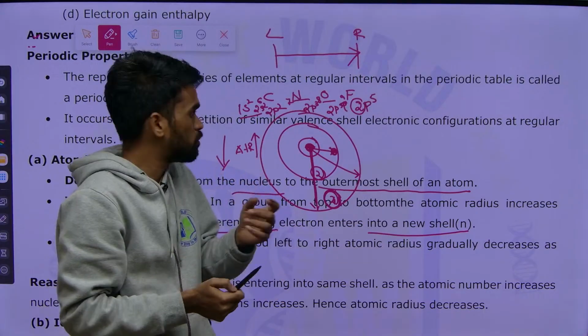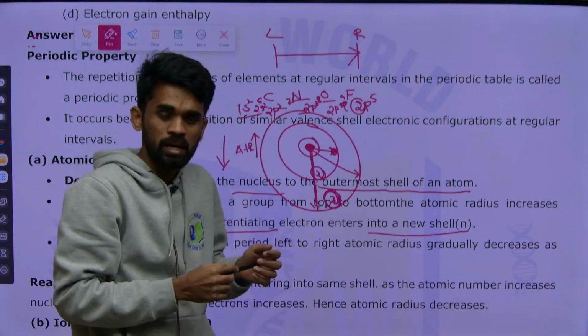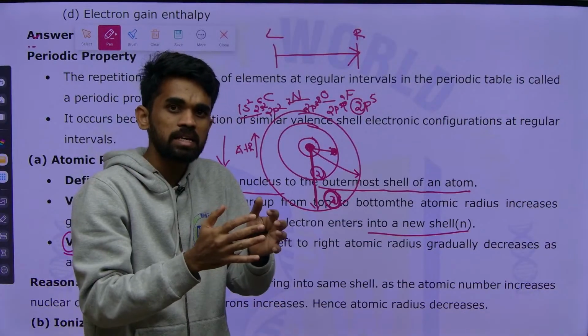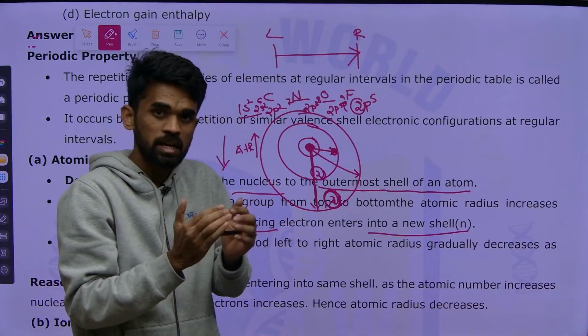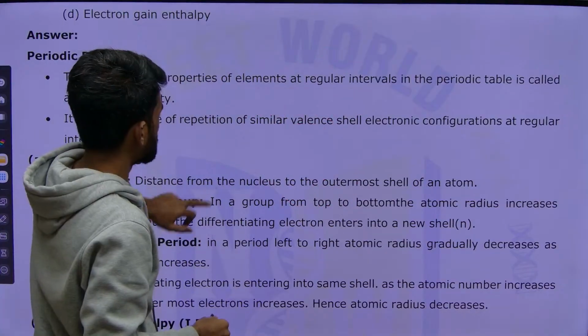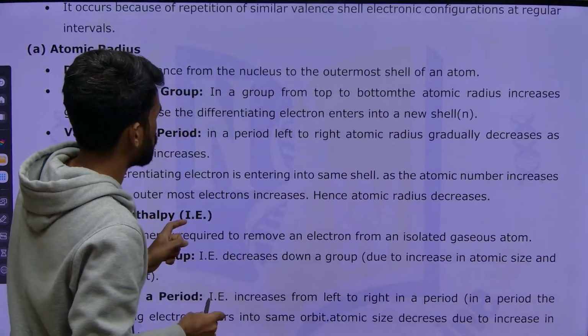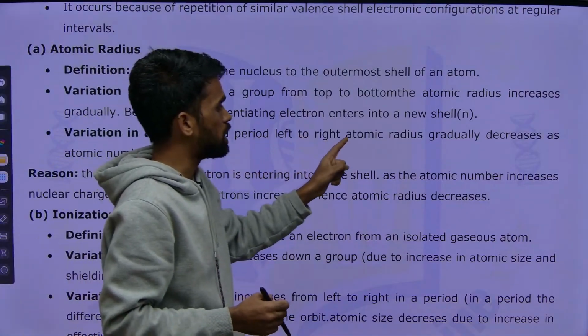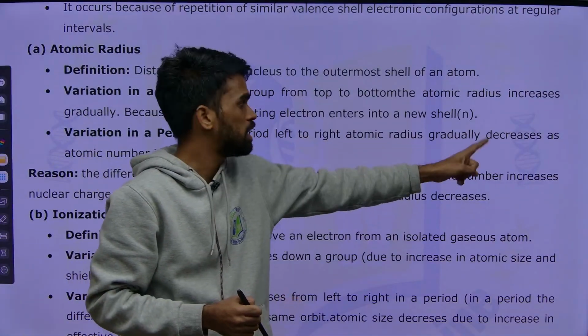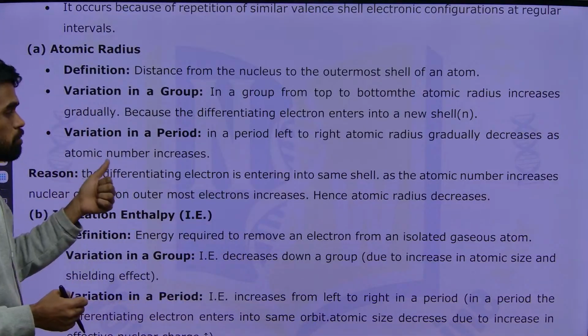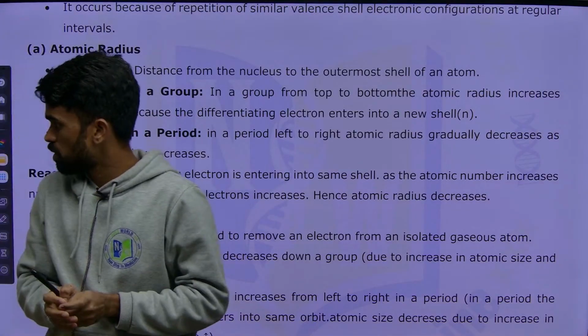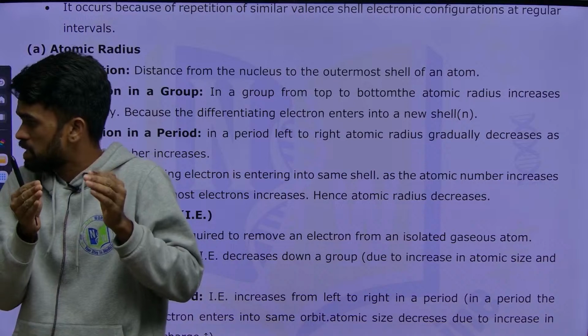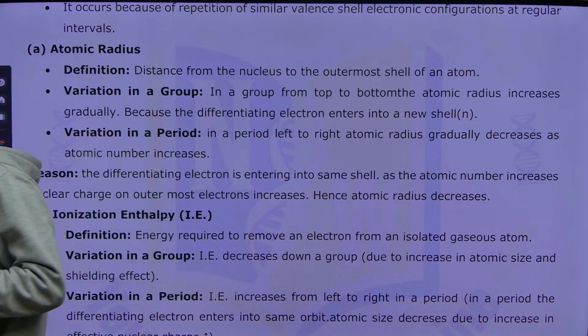So now we are moving from left to right in the period of the periodic table, size decreases. What happens to size? Decreases. Atomic size decreases as we move left to right. So variation in a period from left to right: atomic radius gradually decreases as atomic number increases. So as we are moving from left to right, what happens to the size? It decreases. Okay, remember that.